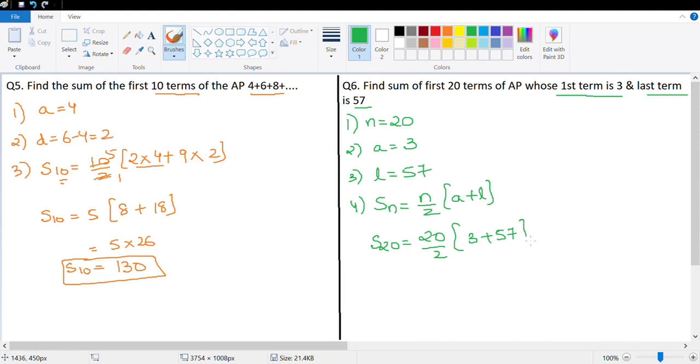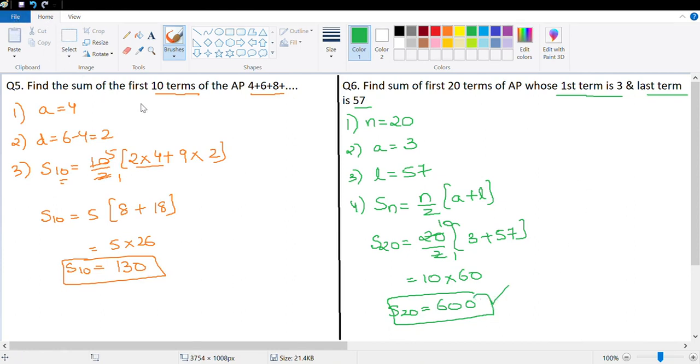So this is 20 upon 2, that's 10. This is 10 times 57 plus 3, that's 60. So the sum of first 20 terms of this AP would be 60 into 10, that's 600. Good, let's look at the next question.